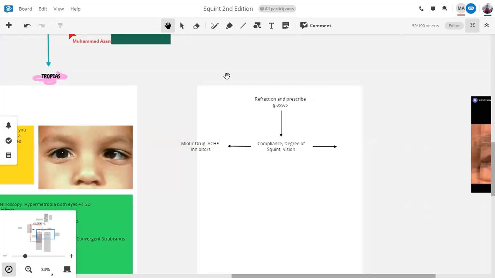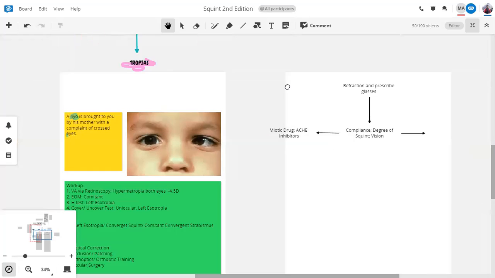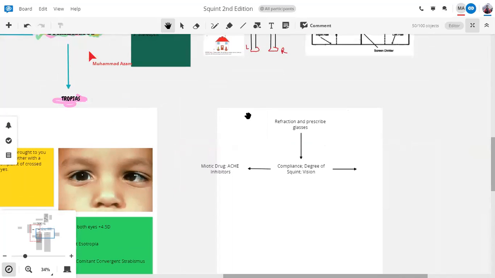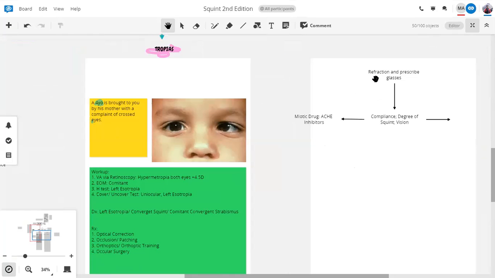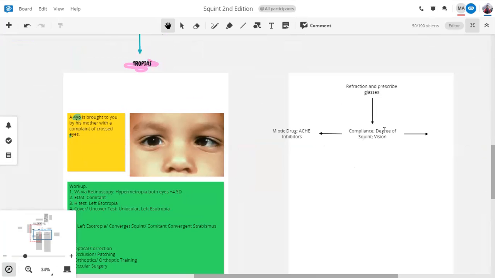Okay. So last time we discussed that whenever we have a patient whom we want to work up for squint, the first thing we do is we refract them under cycloplegia, perform retinoscopy, and check their visual acuity. And we want to prescribe them glasses.